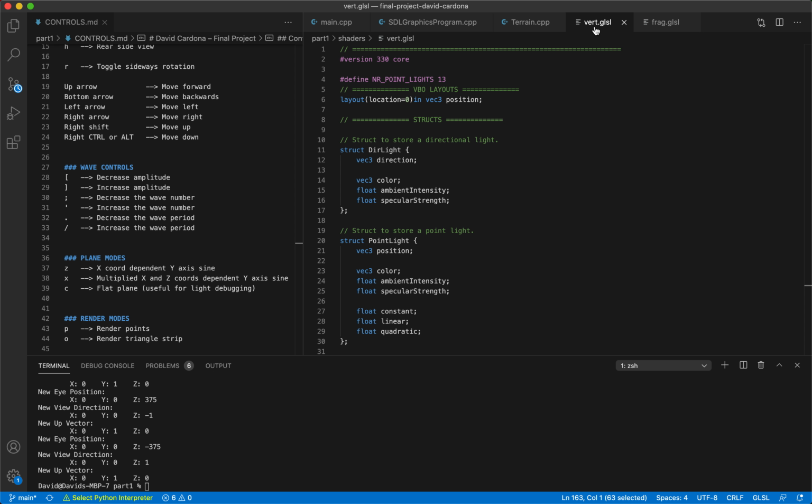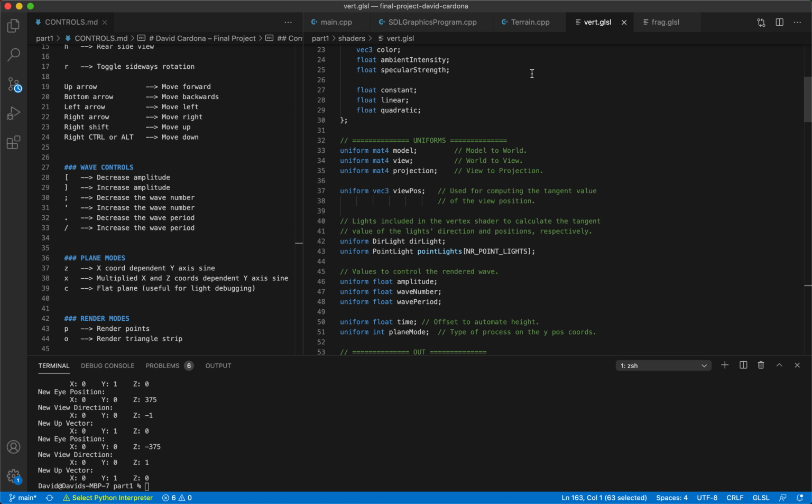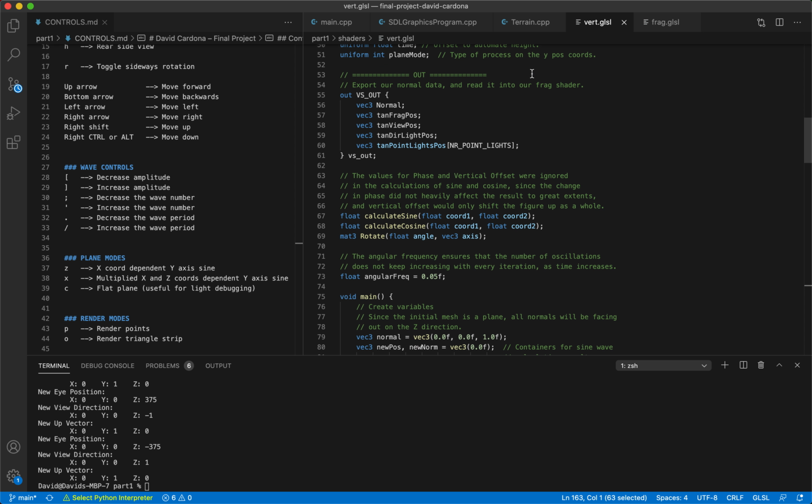In addition to this, the vertex shader takes 13 point lights, which is an aesthetics choice, and it also takes in a directional light, which is moving. I'll soon show you how.